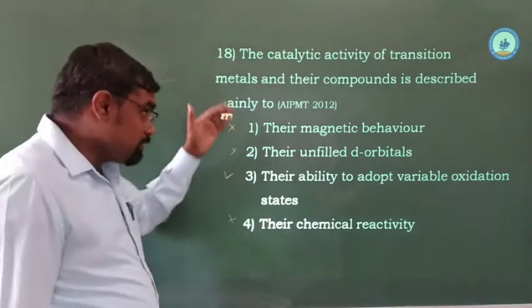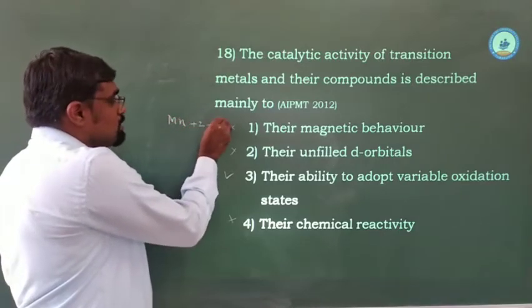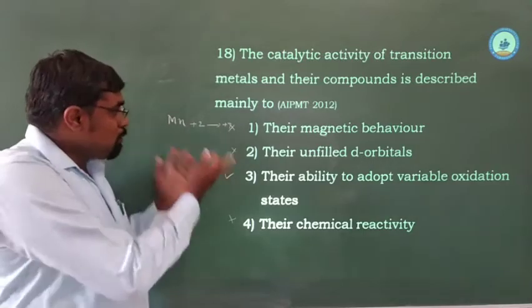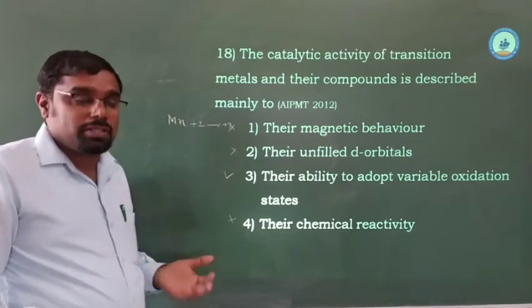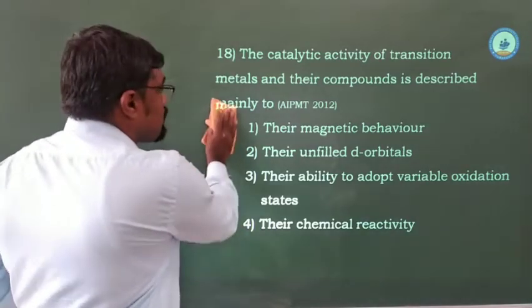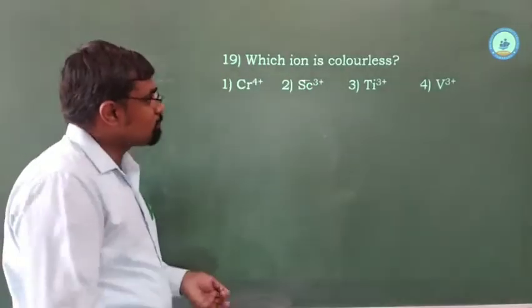For example, if you take manganese, it is from +2 to +7, and titanium +2 to +4. So like that, different oxidation states are called variable oxidation states. Because of that reason, these show catalytic activity. Go for the next.